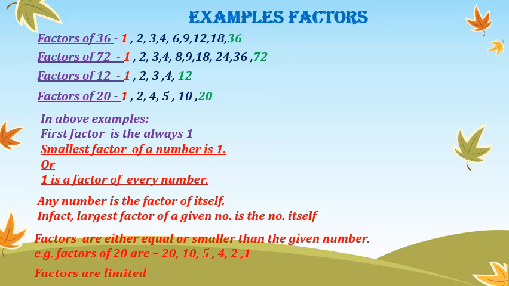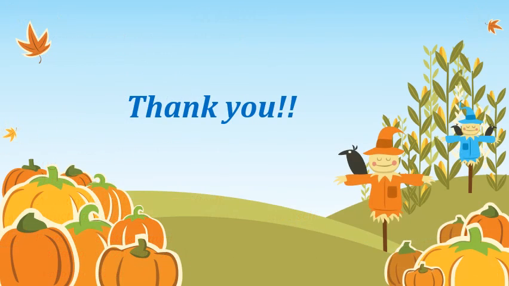And another thing that you will notice is that factors are either equal to or smaller than the given number. Like here, the factors of 20 are less than 20 or equal to 20. 20, 10, 5, 4, 2, 1. All of them are less than or equal to 20. And another very important property of factors is that factors are limited. We studied about multiples. Multiples are unlimited. It's not possible to find the largest multiple. But factors are limited. So I hope children you have understood the multiples and factors.